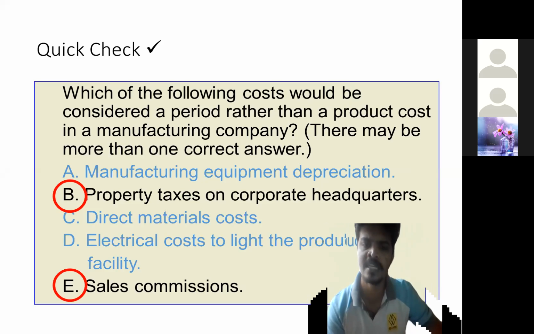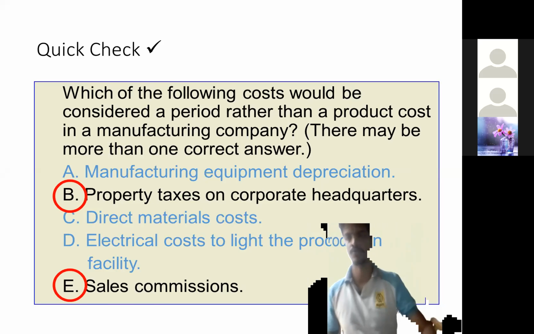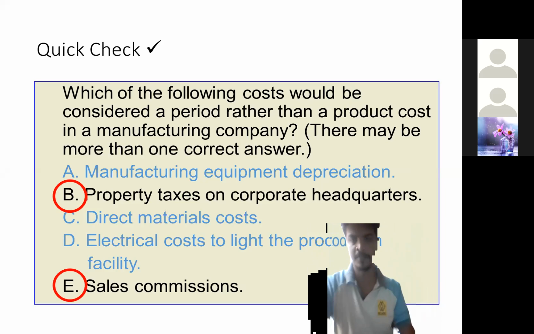I think B was not identified by anyone. Why didn't you identify B? Nobody said B? Anyone? Nobody said it, right?